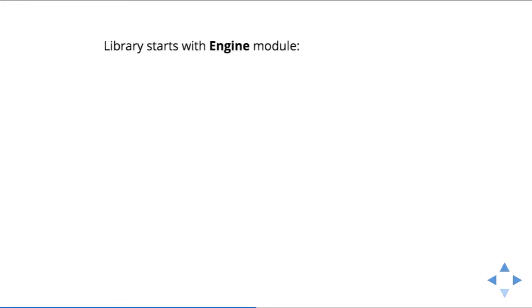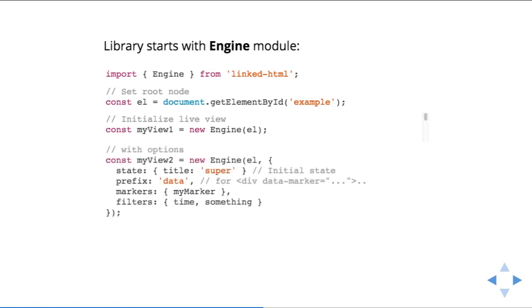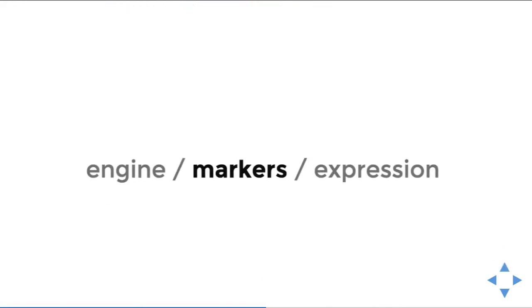So the library starts with the engine module. We have to import engine from the library. We take some element that will be the root of our component, and of course, initialize live view. This engine module also has an option to have a second argument, which has some options. For now, the most important thing for you is that engine has a special property, state. And this state is a property that is a container for our data model and will be used in next slides. So this state is the most important here.